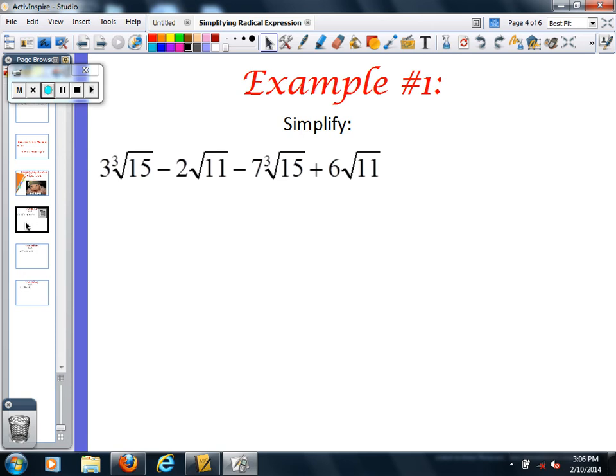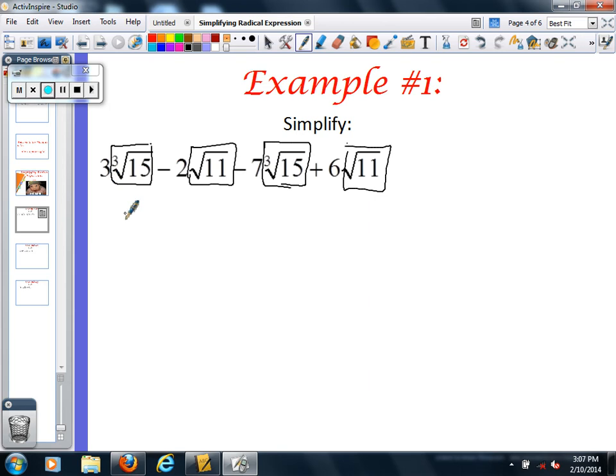Okay? So for example, you can't combine them unless they're like terms. So for example, right here, this here and this here are like terms, and these here and these here are like terms, okay? Now when you combine them, just like a variable, you add the coefficients or subtract the coefficients based on whatever you're asked to do.